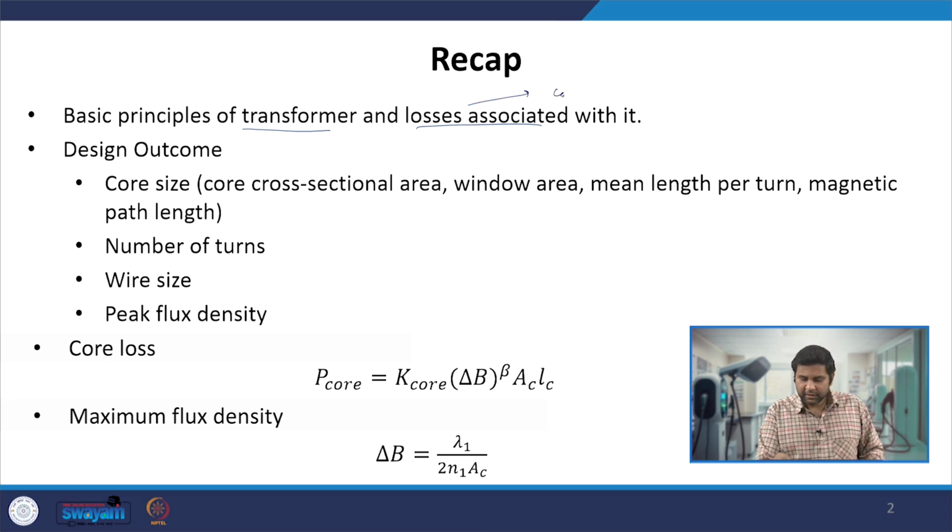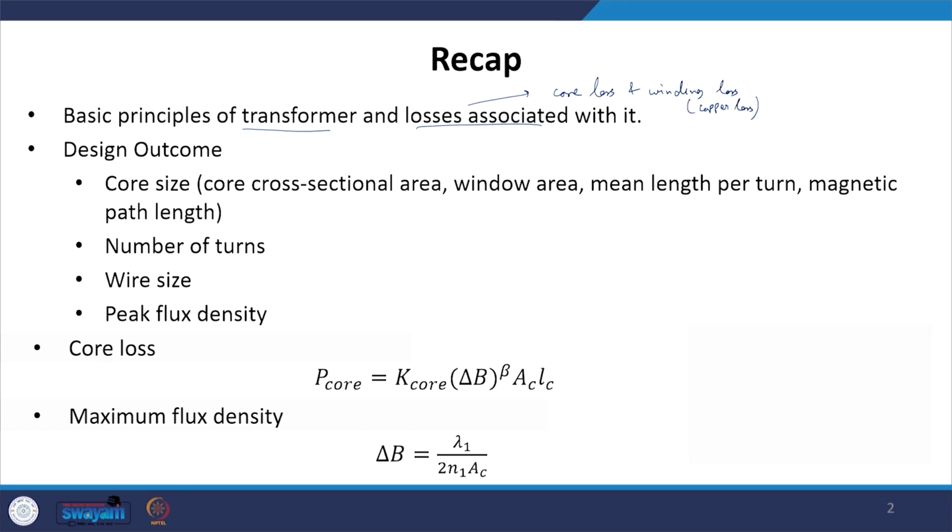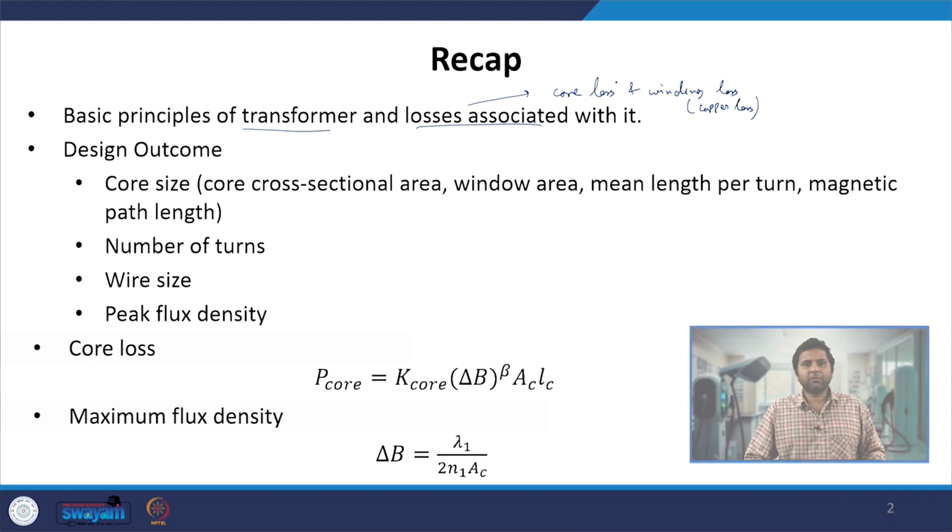There we saw two kinds of losses, core loss and winding loss, or you can say copper loss. And in the core loss again there are two kinds of losses: hysteresis losses and eddy current losses. We saw both, and on what parameters those losses depend.